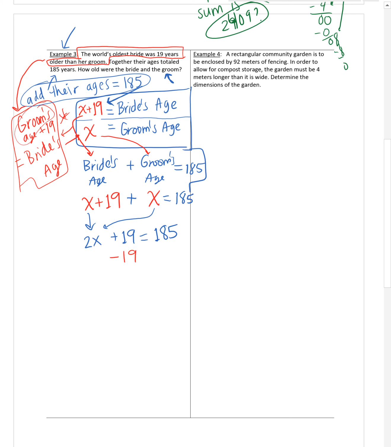So at this point, I want to solve for x. I have a 19 adding on the same side as x. If I want to move it, I'll subtract it, the opposite. So 2x is 185 minus 19. I don't want to make a mistake, so I'm going to be careful here.